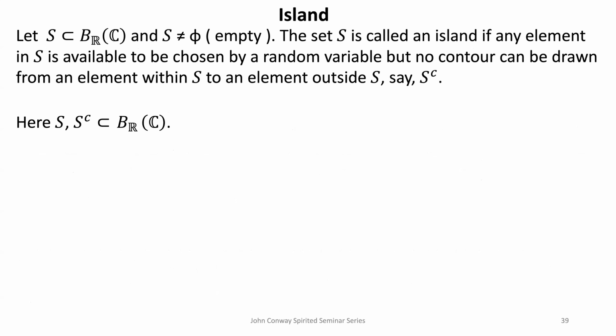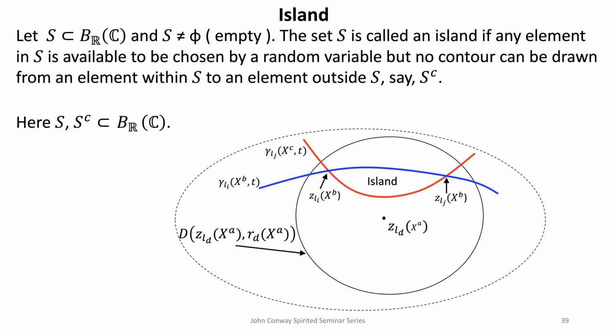Similarly, an island is defined as a non-empty set S, a subset of B_R_C. The set S is called an island if any element in S is available to be chosen by a random variable, but no contour can be drawn from a point in S to outside S. Within the island one can draw a contour, but the contour cannot cross the island. If it cannot cross the set, we call that set an island. So you see here, this piece forms an island.